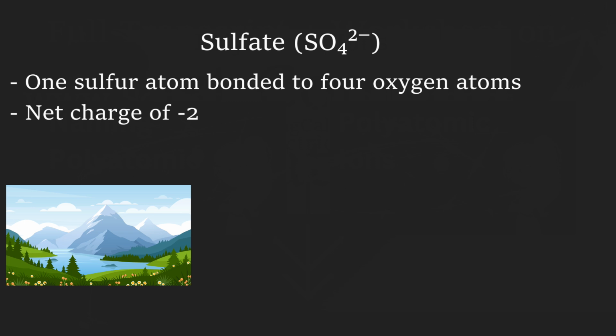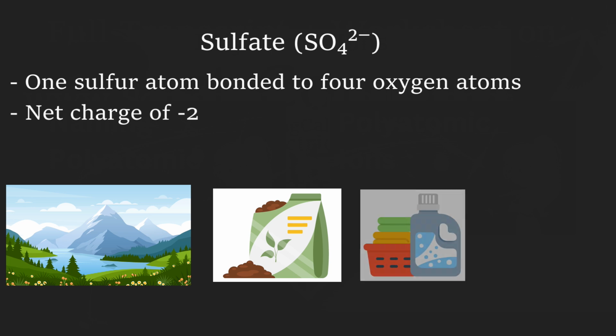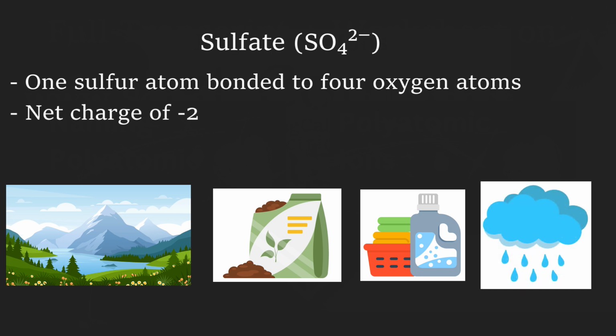For example, it is commonly encountered in fertilizers, laundry detergents, and other cleaning products. Sulfate also plays a significant role in the formation of acid rain, and when water is found to have significantly elevated levels of sulfate, this is an indicator of water pollution.